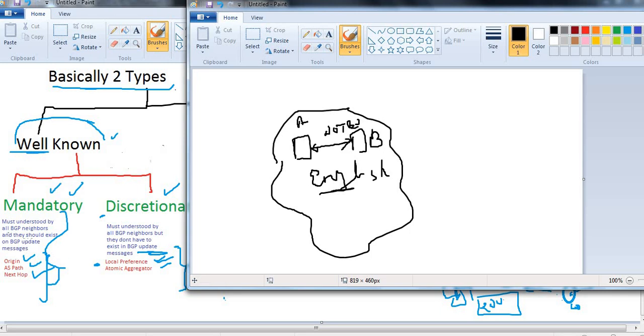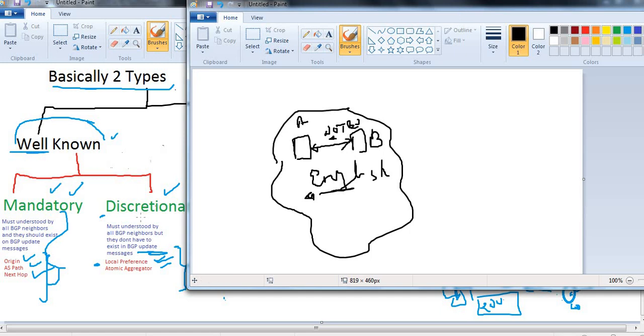You could see that all BGP neighbors must understand this particular attribute and it should exist in BGP updates. You could tell that English is the language they should understand, and when they communicate with each other they should carry the English language in their notes. This you could compare with a well-known mandatory attribute.